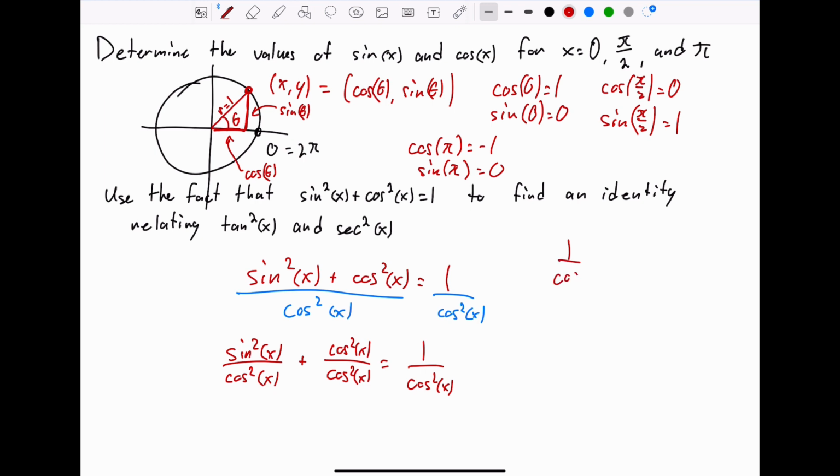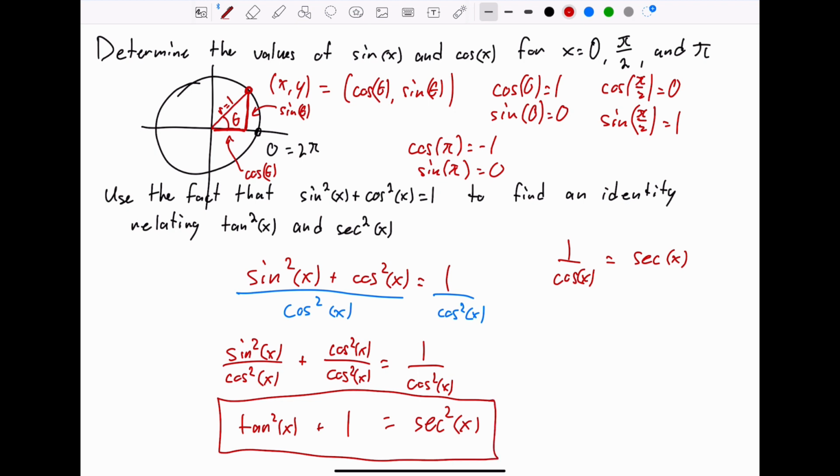1 over cosine is the same as secant. So 1 over cosine squared is secant squared. Cosine squared over cosine squared is just a fancy way of writing 1. And sine squared over cosine squared, well, we know that sine over cosine is tangent. So sine squared over cosine squared is just tangent squared. So here we have an identity that relates tangent squared and secant squared, and it's all based on this Pythagorean identity, sine squared plus cosine squared equals 1. And this really comes from the unit circle.